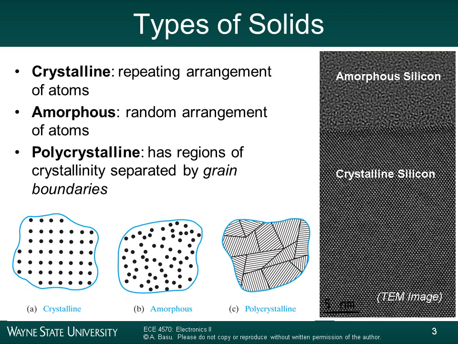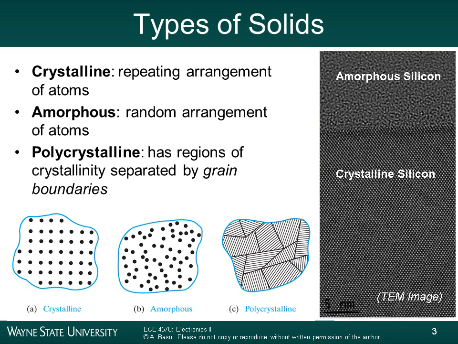This is what it might actually look like. On the right side here, these are things called TEM images, transmission electron microscopy. The TEM is probably the highest resolution microscope that we have. This image was taken at the TEM here at Wayne State, but Wayne State does have one.